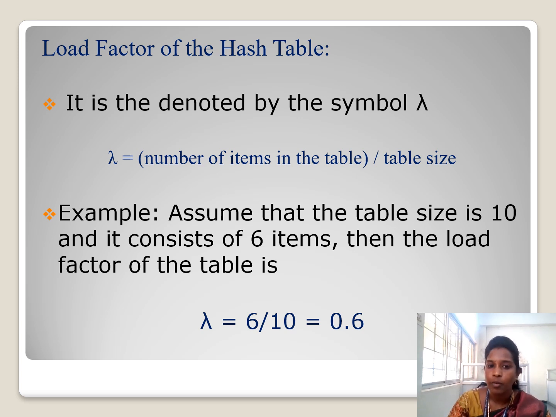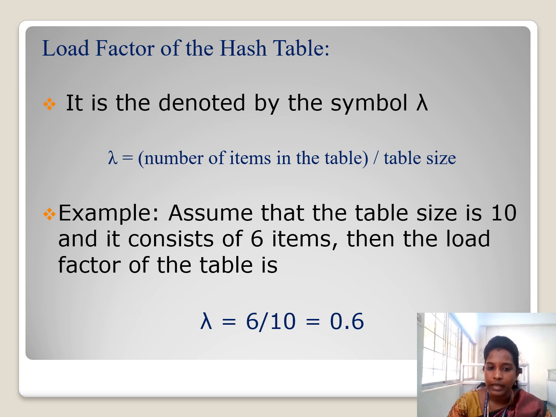The formula for calculating the efficiency of the hash table is the number of items in the table divided by the table size. So we have to count the number of items in the table and divide it by the table size.